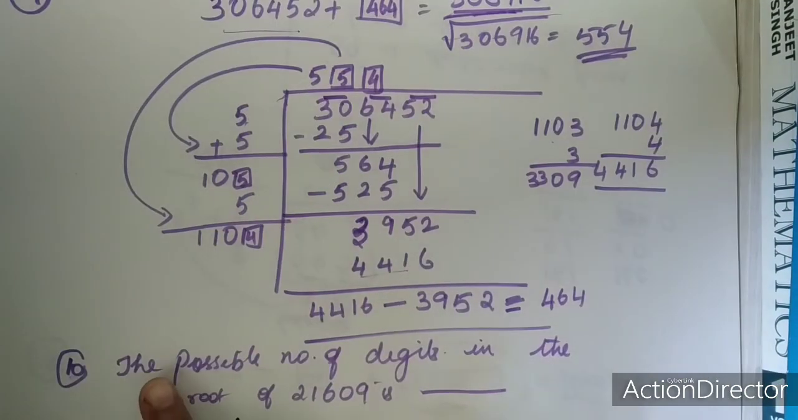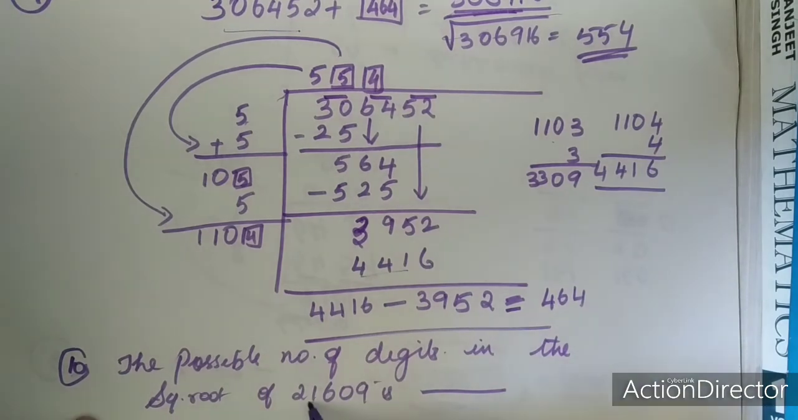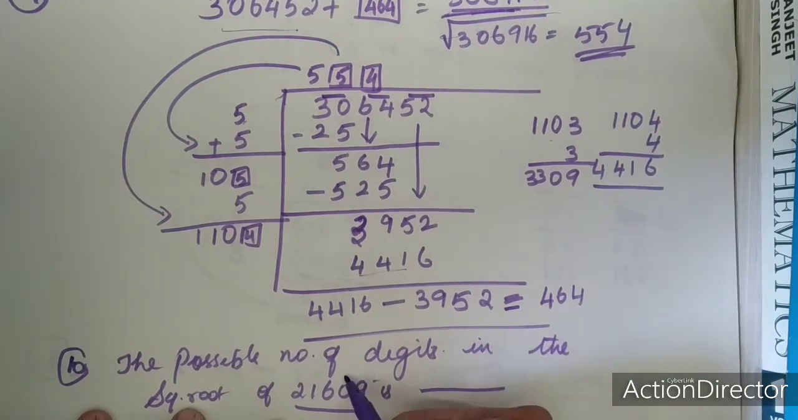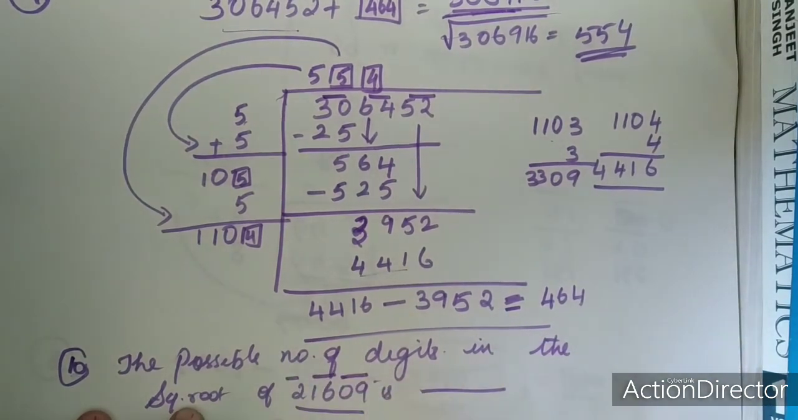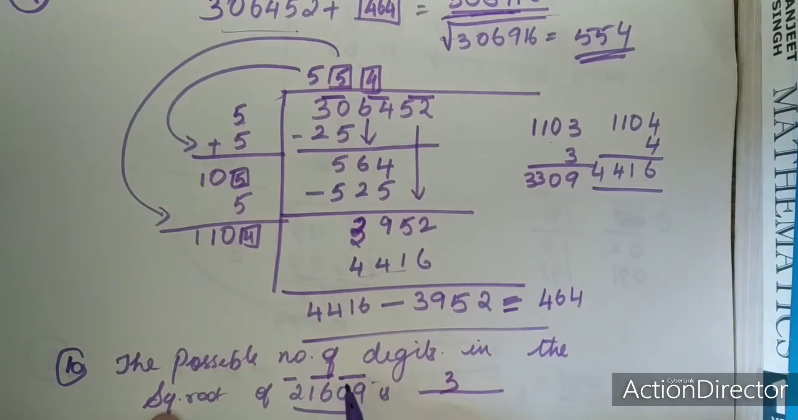Now coming to the last question. The possible number of digits in the square root of 21609 is dash. They are asking what will be the number of digits when you find the square root of this number. So the easiest method is just put the bar over the numbers. So how many bars are there? 1, 2, 3. So my answer will be 3. So the number of digits will be equal to the number of bars over the number.